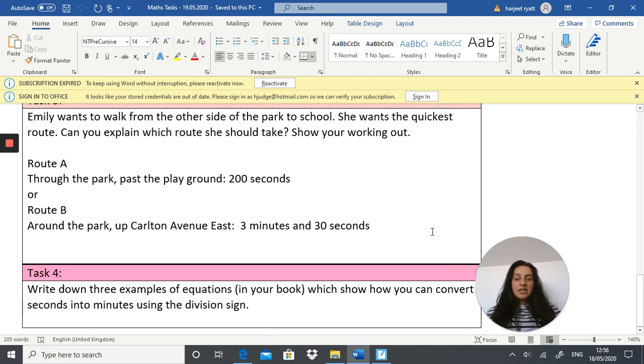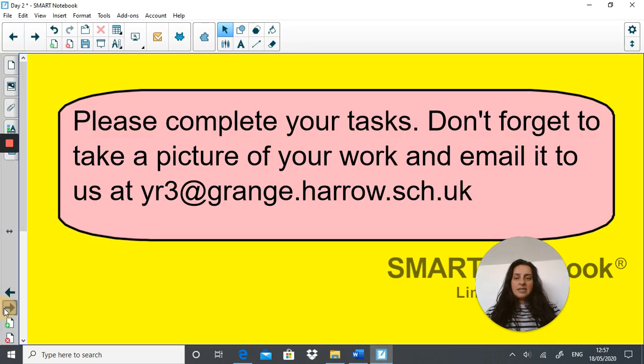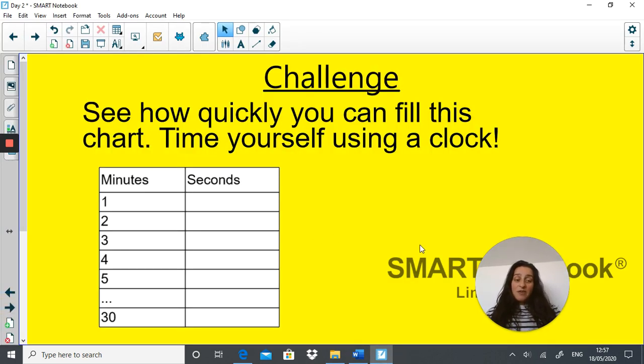And finally, task 4 says write down 3 examples of equations. And by equations, I mean number sentences, which hopefully most of you should know by now, which show how you can convert seconds into minutes using a division sign. So you need to make up 3 of your own: seconds divided by a number, and then the answer of how many minutes and seconds it is. Hopefully that's clear.